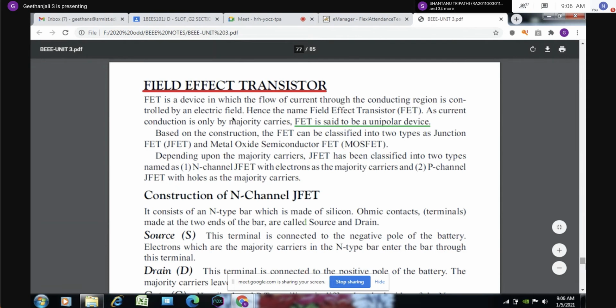As the conduction is only by majority carriers, the FET is said to be a unipolar device. What about the transistor? The transistor is called a bipolar device, because the conduction is due to both electrons and holes. But this FET is said to be a unipolar device, meaning the conduction is due to only one type of carrier. That is the reason it is called a unipolar device. Go through the slide, I will explain in detail.